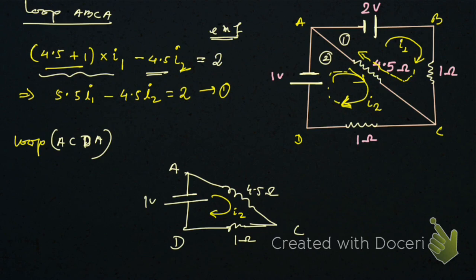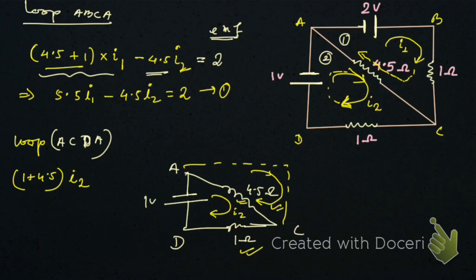right? So here you see again, add the resistances we have here, that is 1 ohm plus 4.5 ohm into current I2, right? Then this resistance 4.5 is shared by the upper loop also, where we have taken the direction of current I1 in this direction, which is simply opposite to I2, right? If you see this is I2, this is opposite to I2, so that's why minus 4.5 I1, right?